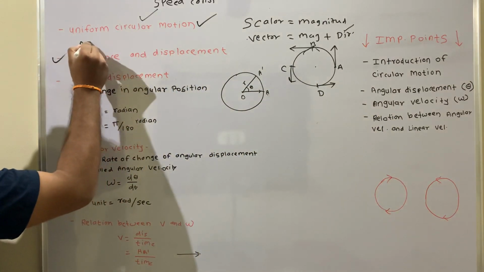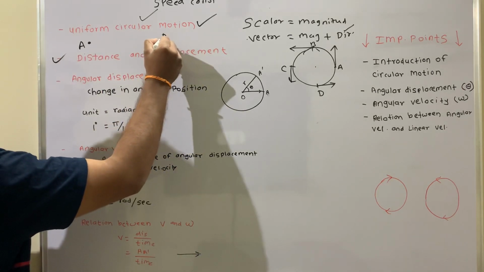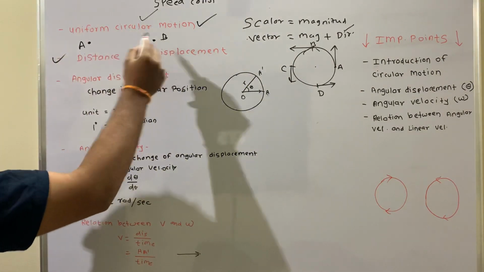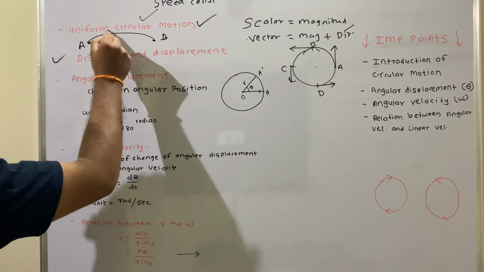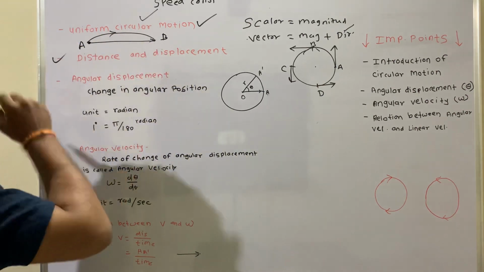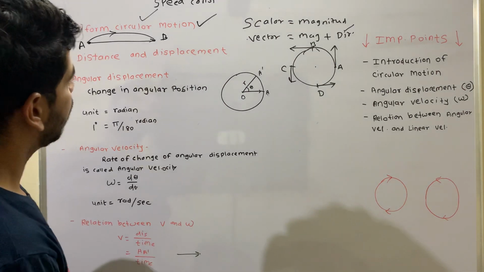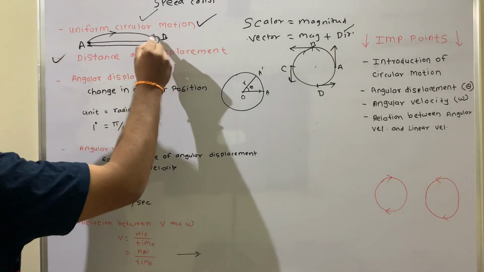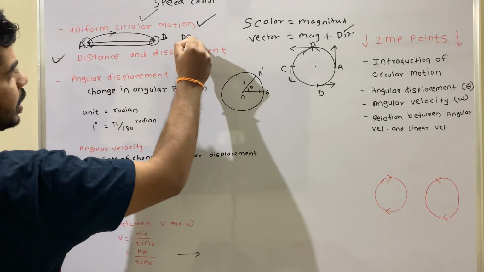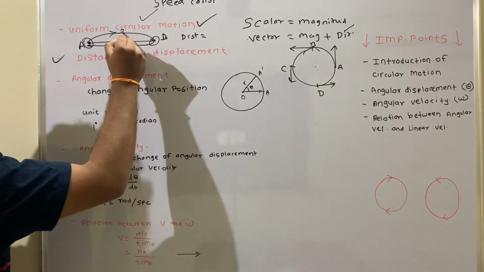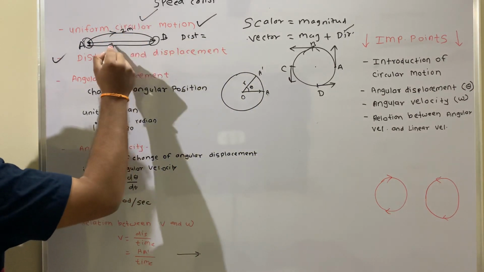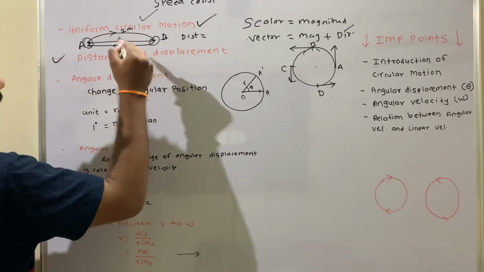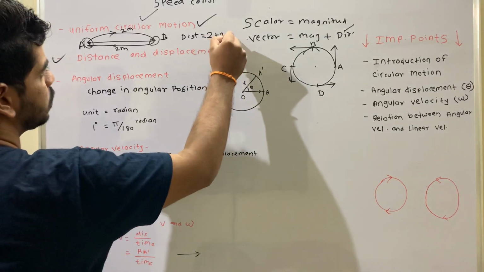You are at position A and your school is at position B. Suppose you are going from A to B, and then you are coming back again from B to A. In that case, for the distance, suppose this is 2 meter and this is your returning path, also 2 meter. So the distance is 2 plus 2, which equals 4 meter.